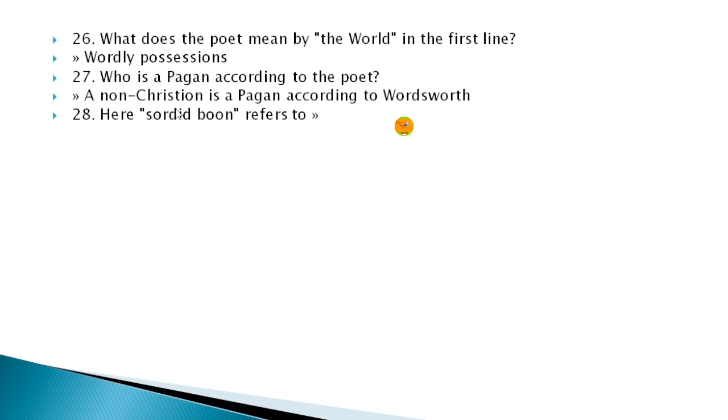Here, sordid boon refers to, I have already mentioned sordid boon in a question. Okay, let's repeat it. It refers to extreme greed, and that was a literal meaning of sordid. Here, sordid boon refers to extreme greed or lust for possessing material things, or too much engagement with material possessions.